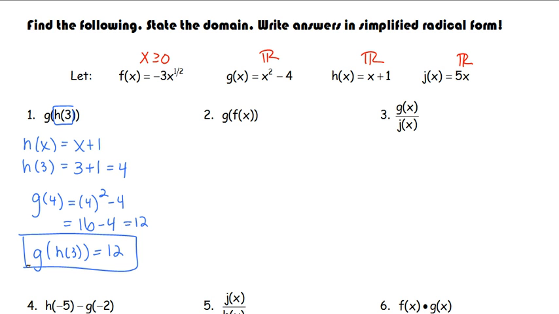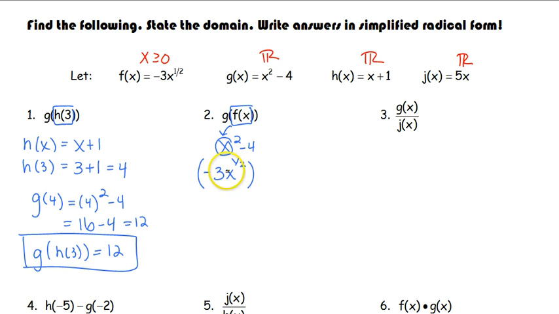For 2, we want to find the composite of g of f of x, which means we're going to plug f of x into g of x. So we start with our g of x, which is x squared minus 4. We're going to replace that x. We're going to take the whole thing out, and replace it with the f of x. So we've got negative 3 x to the 1/2. That whole thing is being squared.